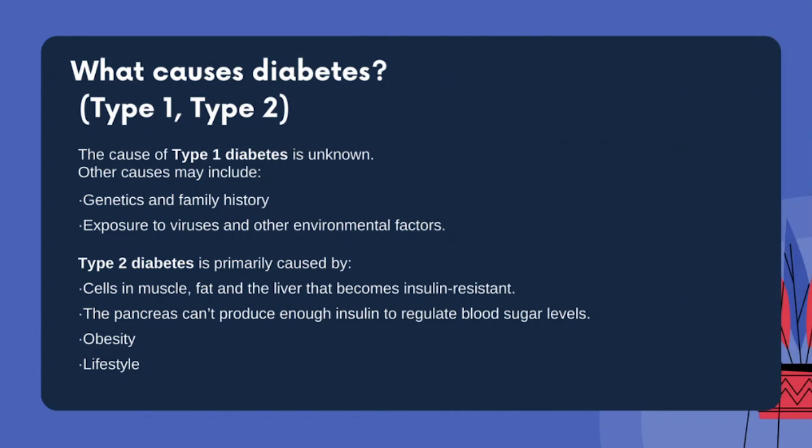For the causes of diabetes, the cause of type 1 diabetes is unknown. It is usually from the body's immune system, which destroys the insulin-producing islets of Langerhans cells in the pancreas. Other causes may include genetics, family history, and exposure to viruses and other environmental factors. Type 2 diabetes is primarily caused by cells in muscle, fat, and the liver that become insulin resistant. The pancreas can no longer produce enough insulin to regulate blood sugar levels. Other causes are obesity, being overweight, being inactive, and lastly, lifestyle.